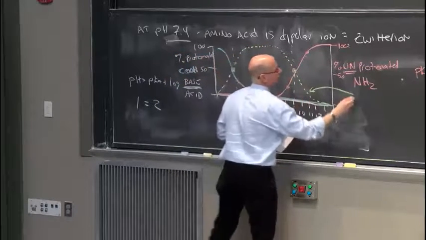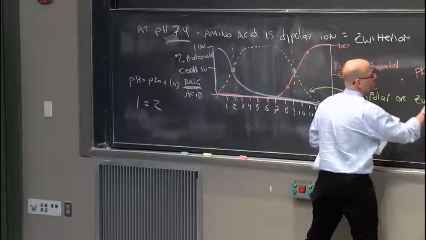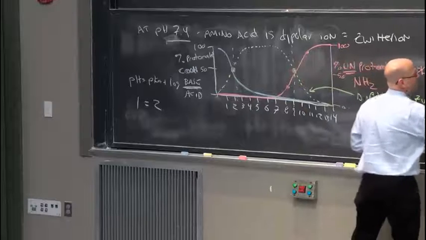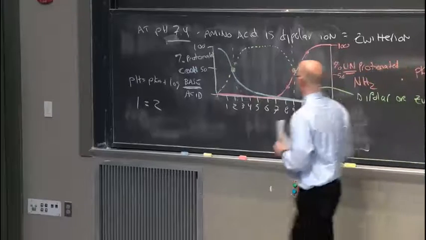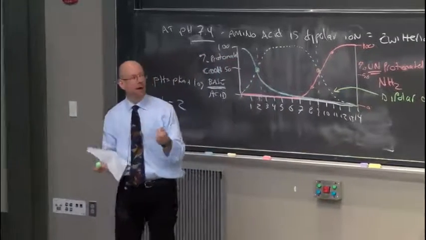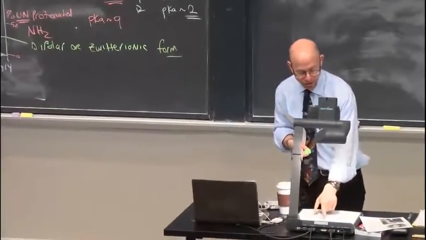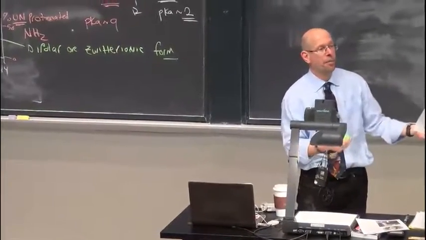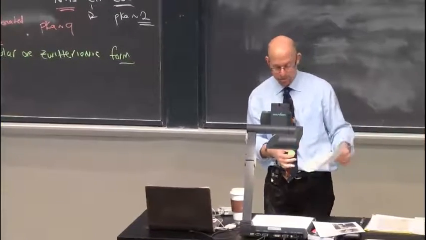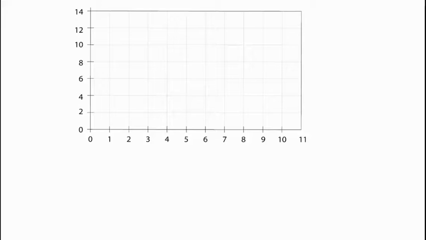Where this green curve is the dipolar or the Zwitterionic form. Anywhere from a pH of about 2 to a pH of about 9, most amino acids are going to be sitting in this range, where the carboxyl group is unprotonated and the amino group is protonated. If I do a titration curve with glycine, for example, I'll get a curve that looks like this. I'm plotting the pH versus the equivalents of sodium hydroxide.